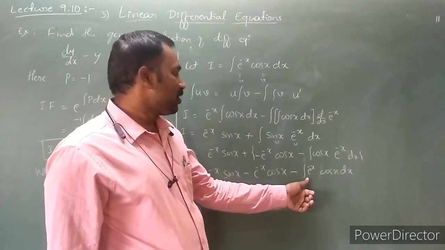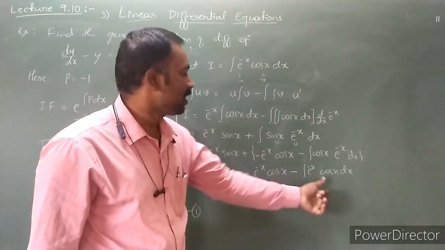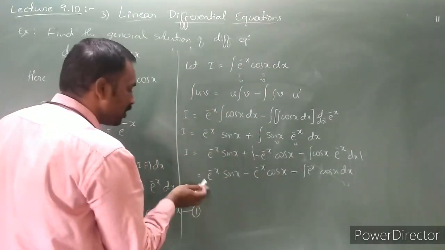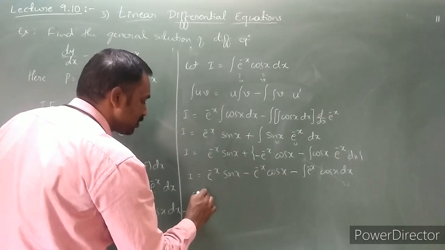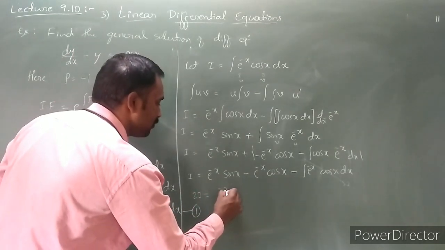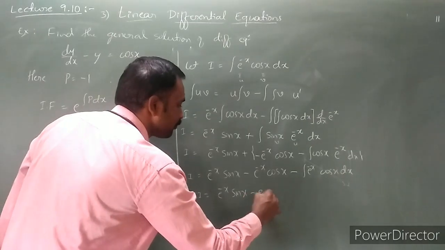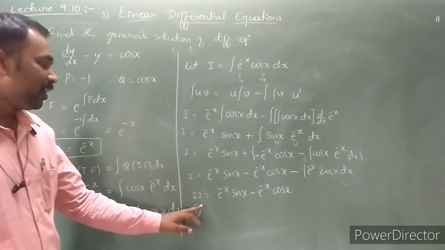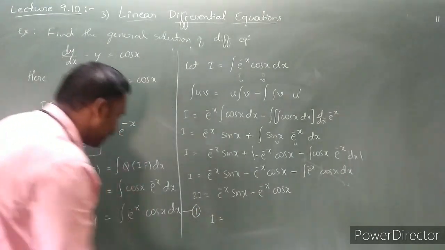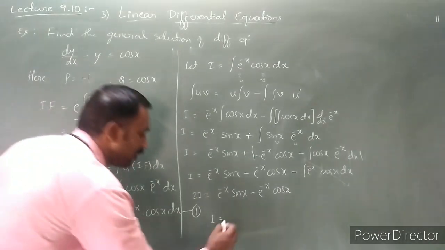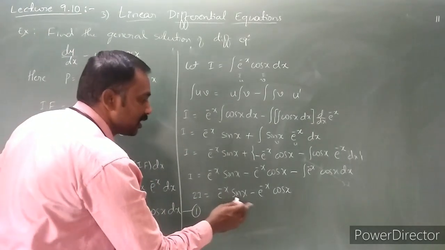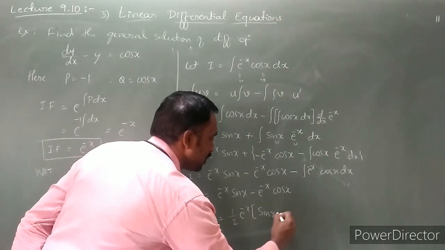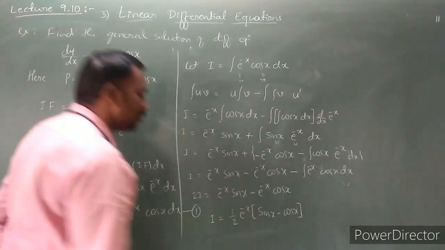What is this value? Integration of e power x into cos of x dx. That is nothing but I. So this is the I. Here it is a minus I that taken to the left hand side. I plus I, this will become 2I is equal to e power minus x into sine of x minus e power minus x into cos of x. This I have already taken to the left hand side. So finally I need to replace the I value. So I value is equal to 1/2 into e power minus x, we can take common e power minus x. Then what is left? Sine of x minus cos of x.